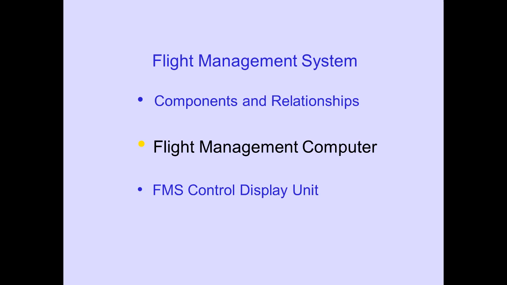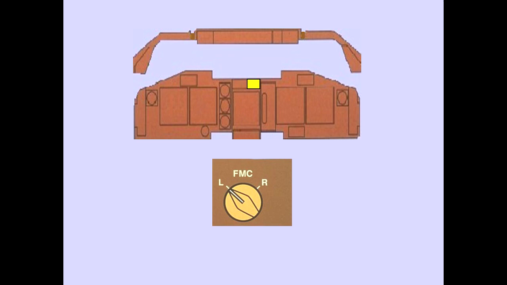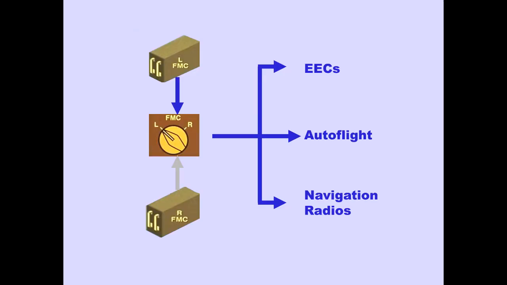Let's now discuss the Flight Management Computer, or FMC. There are 2 FMCs. Both are identical. The FMC master switch is located on the center instrument panel. The FMC master switch is used to direct left or right FMC information to the electronic engine controls, autoflight, and navigation radios.